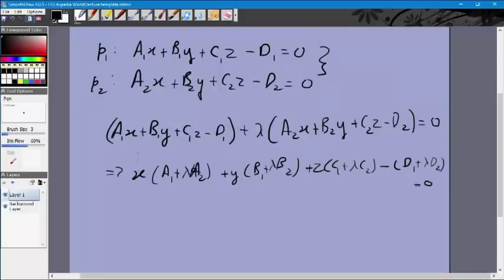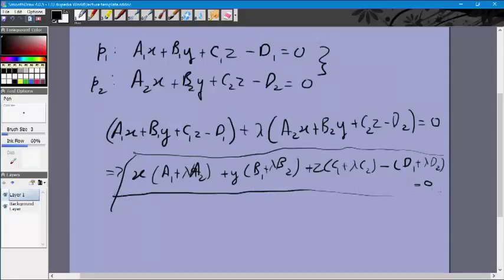Right. So this would be the equation in terms of the Cartesian coordinates. We know A1, B1, C1 and D1. We also know A2, B2, C2 and D2. And lambda would be the parameter. As we change lambda, we get new and new planes.